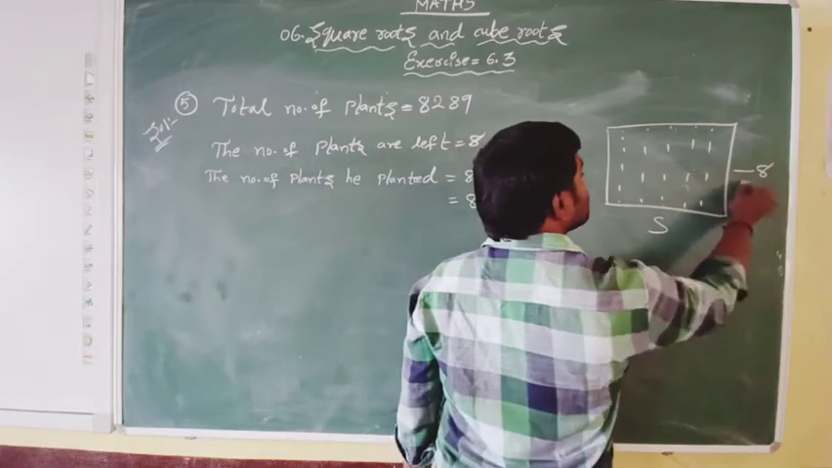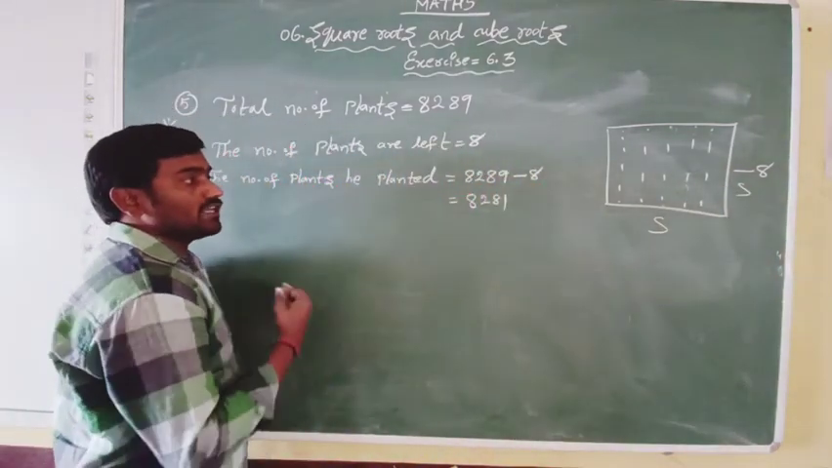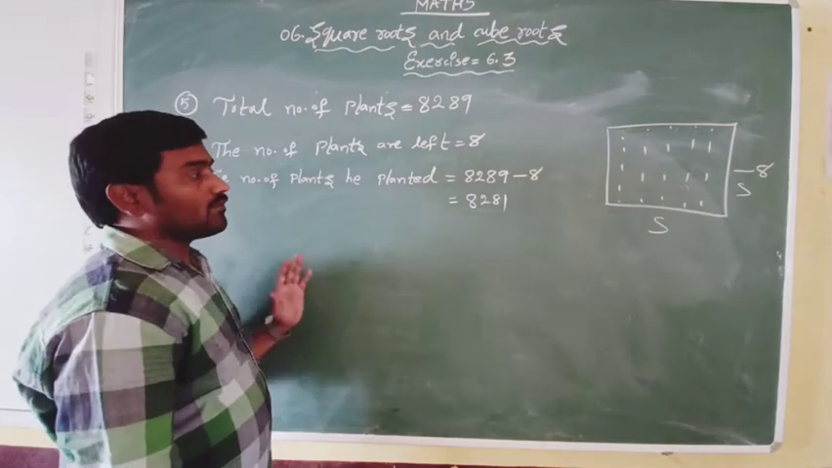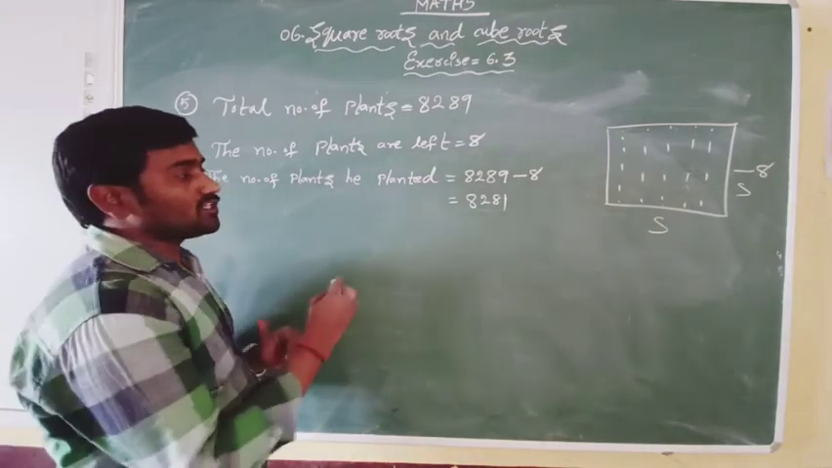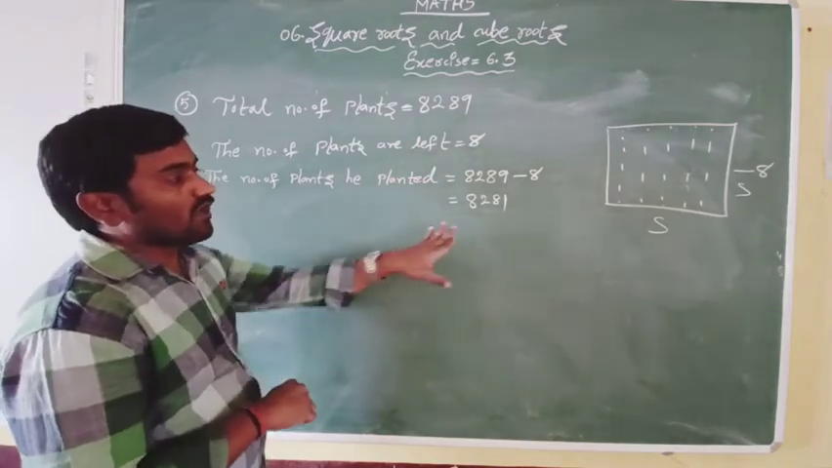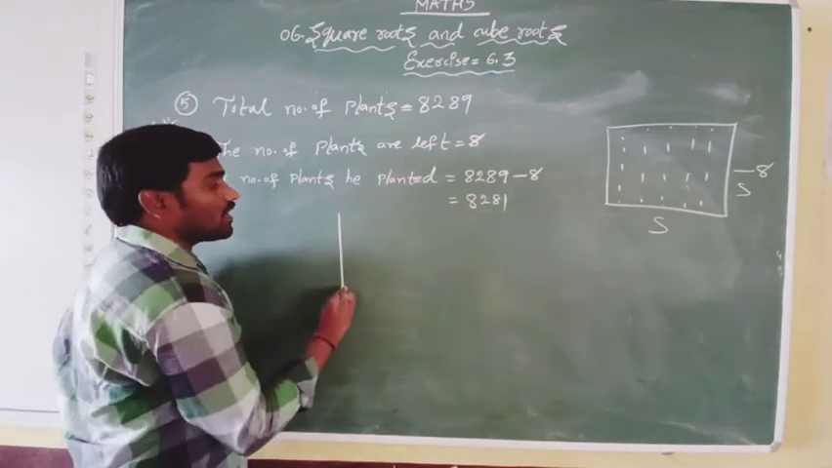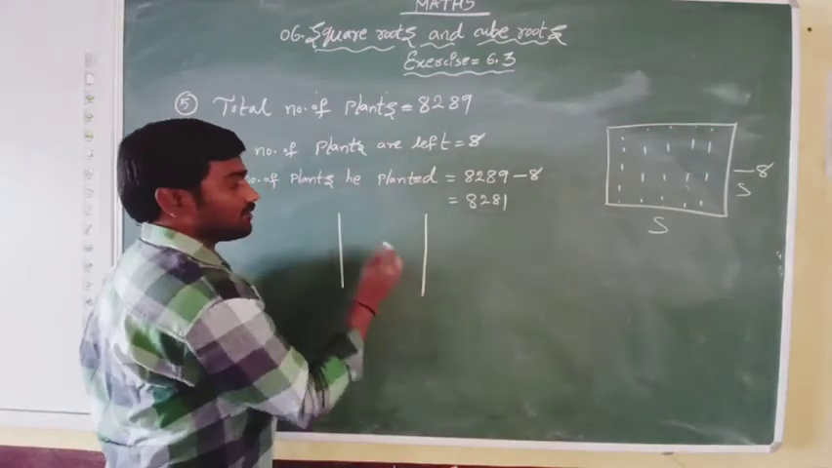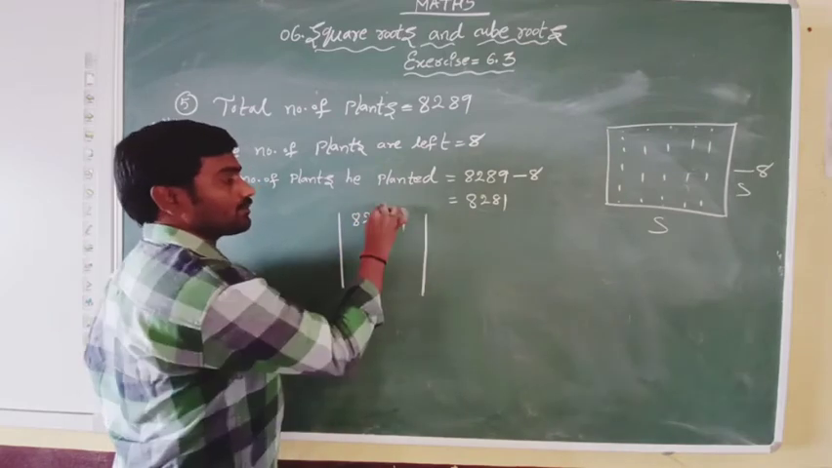So square in the sense we know we have to do side into side. So in each row the number of rows into the number of columns will be the same. So in each row and each column he planted the same number of plants. So if you find the square root of this number, we will know how many plants he planted in each row and each column.